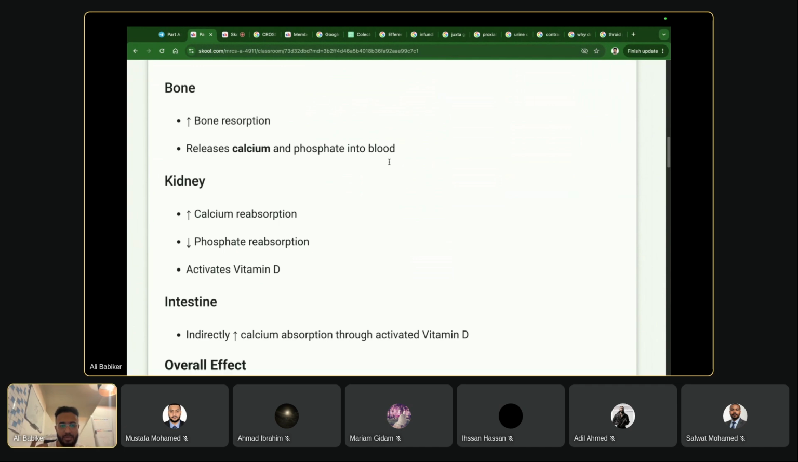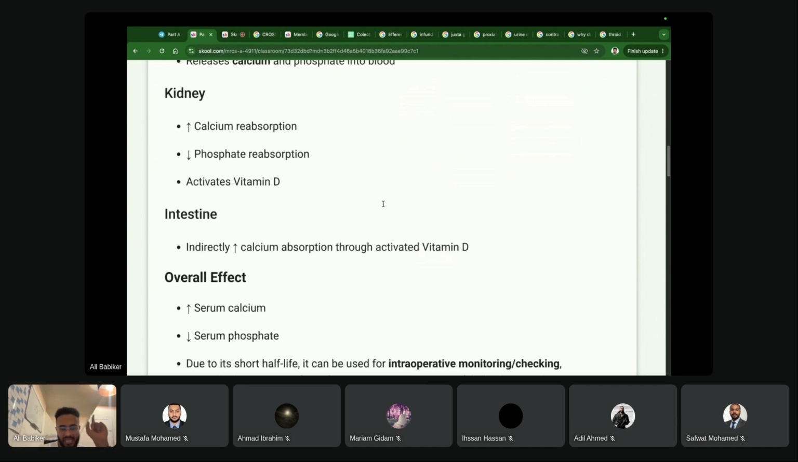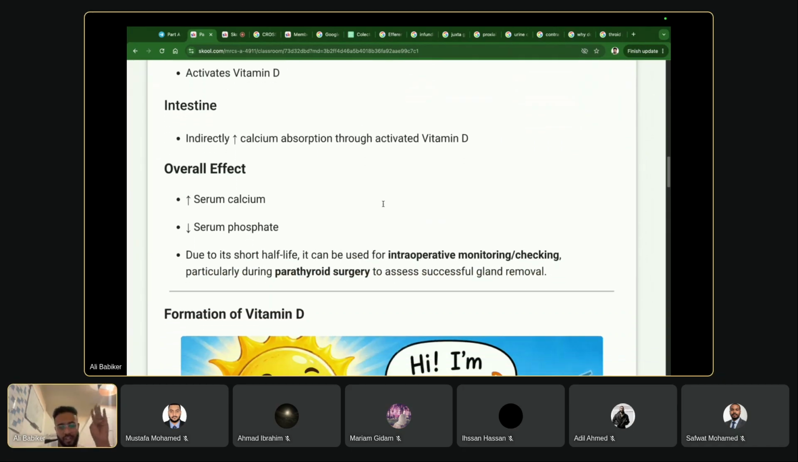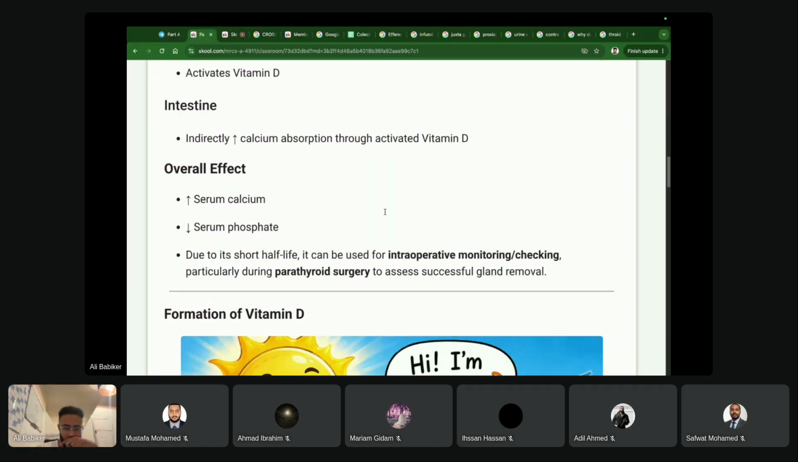Kidney: increase calcium reabsorption, decrease phosphate reabsorption, activate vitamin D. Intestine: indirectly increase calcium absorption through activation of vitamin D. The overall effect is increased serum calcium, decreased serum phosphate.